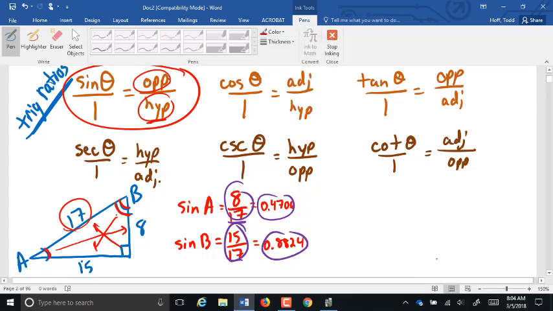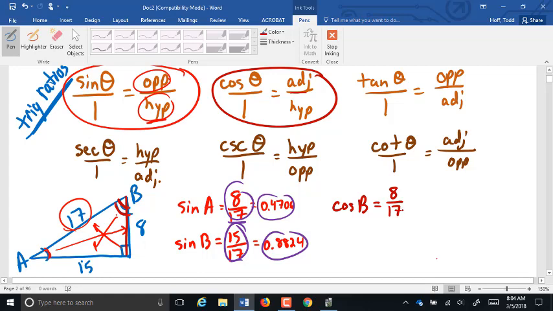How about this? What is the cosine of angle B? Cosine is adjacent over hypotenuse. So for angle B, which leg is adjacent to it? The 8. And the hypotenuse is still 17.